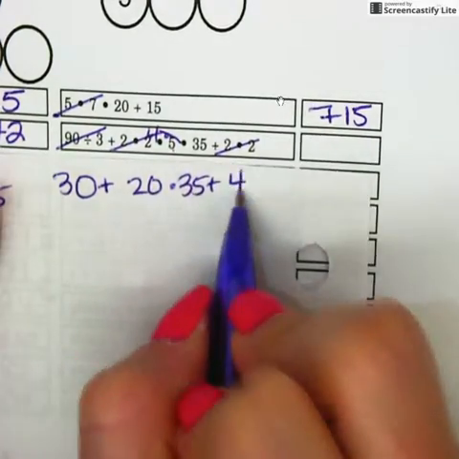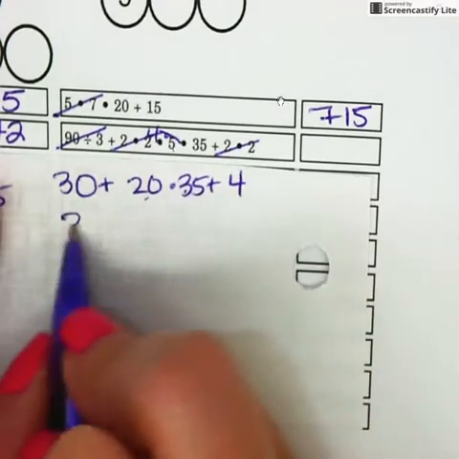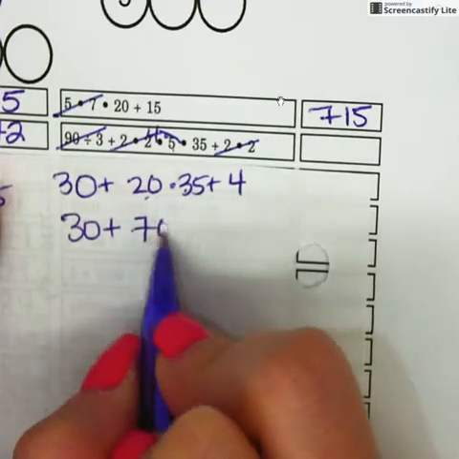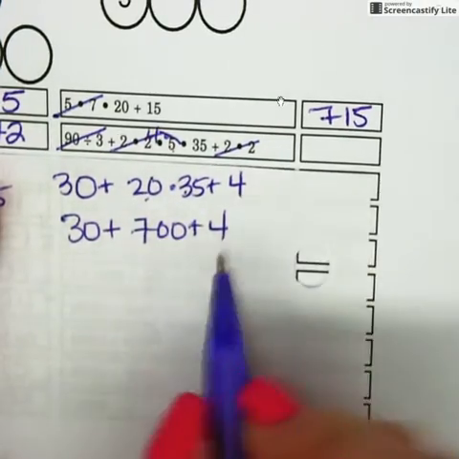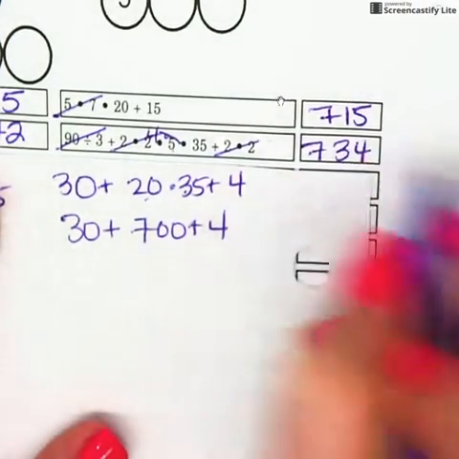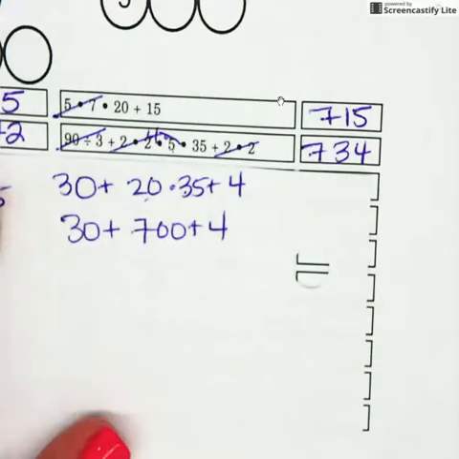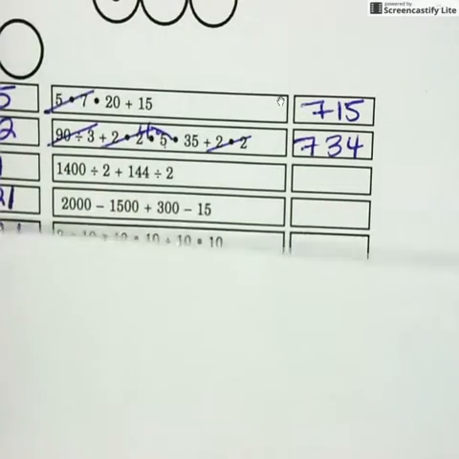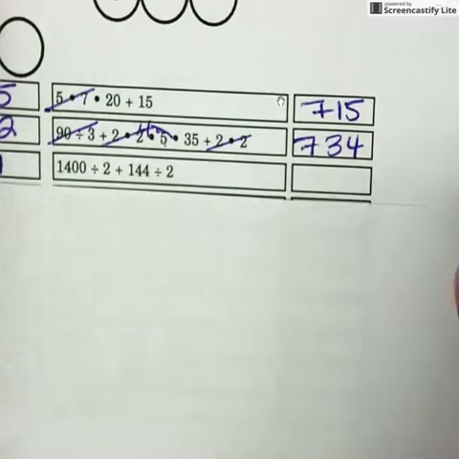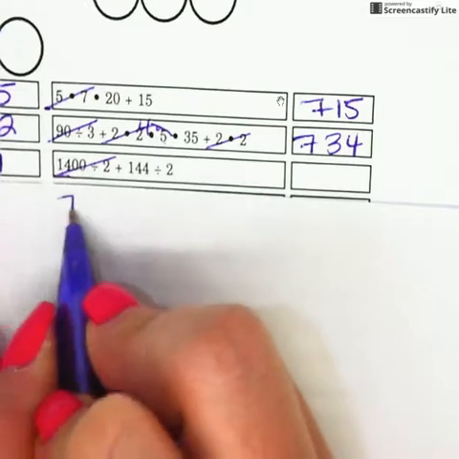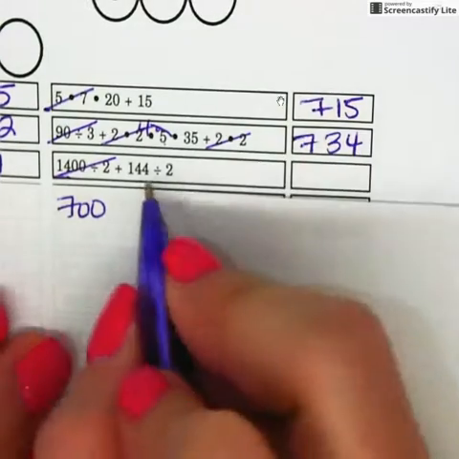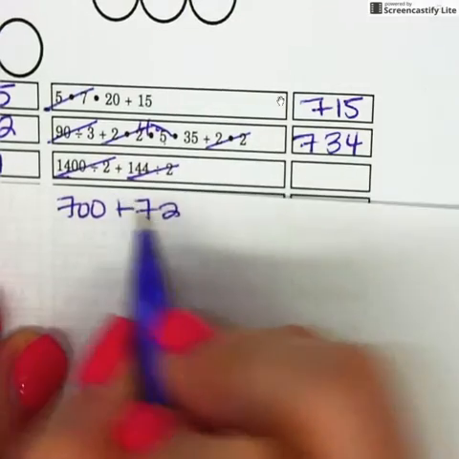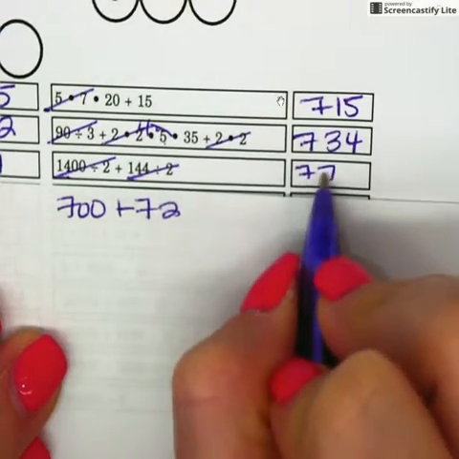2 times 2 is 4. And 20 times 35 is going to be 700. And add all that up and I get 734. $1,400 divided by 2 is 700. 144 divided by 2 is going to be 72. And when we add these together, we get 772.